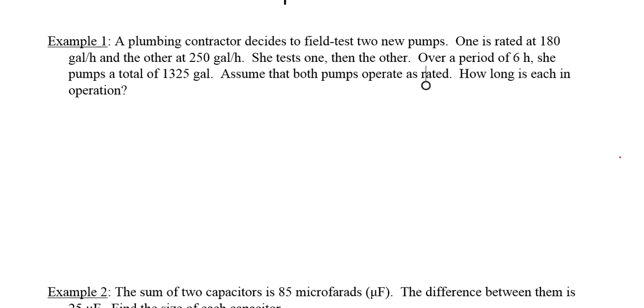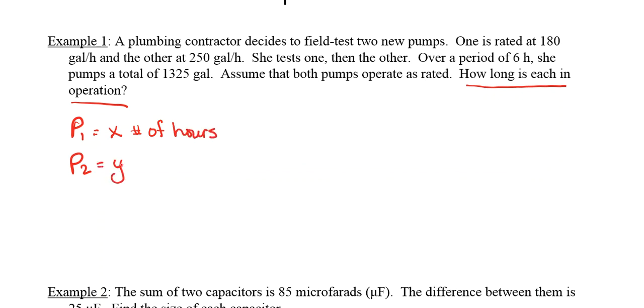So the first thing you always want to do is know what you're trying to find. So I always go to the last question, or the actual question itself, and that helps me define my variables first. How long is each in operation? So I have pump 1 and I have pump 2, and I'm just going to stick with X and Y. So X is the number of hours for that pump, and then Y would be the number of hours for pump 2.